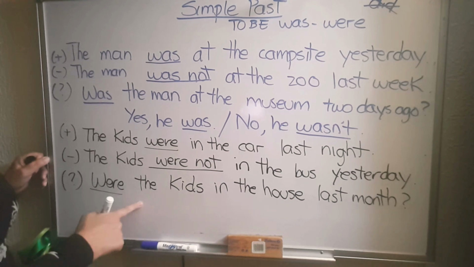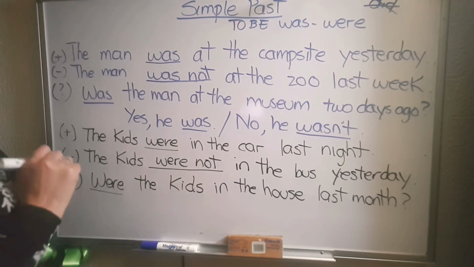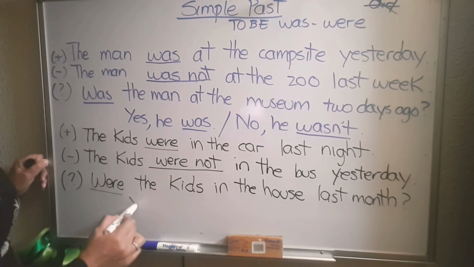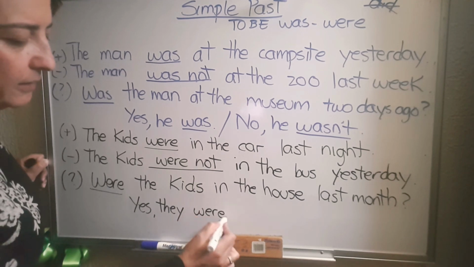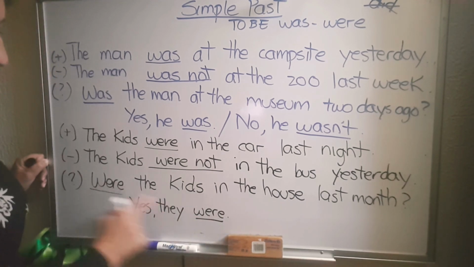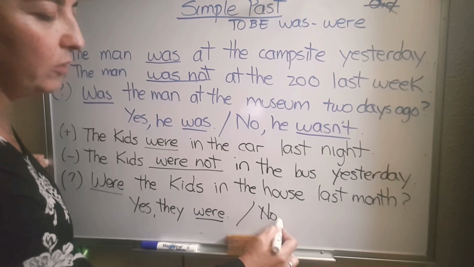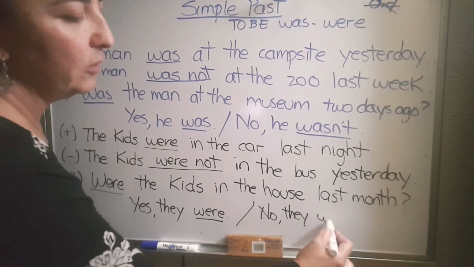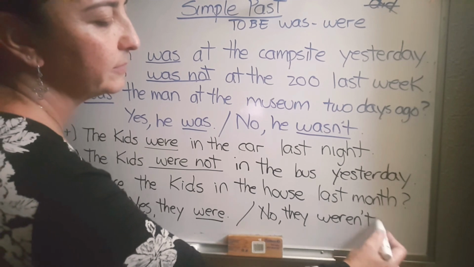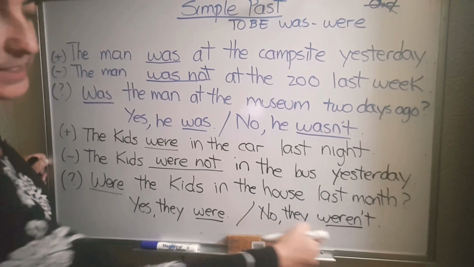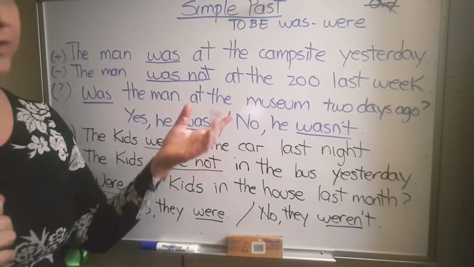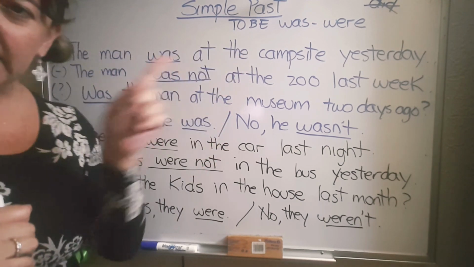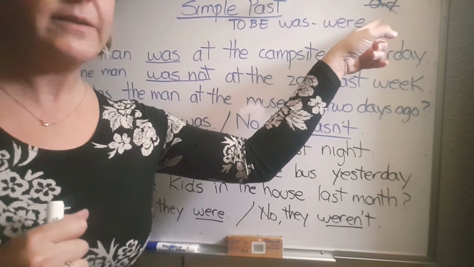Were the kids? Now, what pronoun is the kids? Yes, they, plural, the kids. Yes, they were. We use were here. Yes, they were. Or no, they weren't. Were. Negative, weren't. So this is for the verb to be that is not using auxiliary.